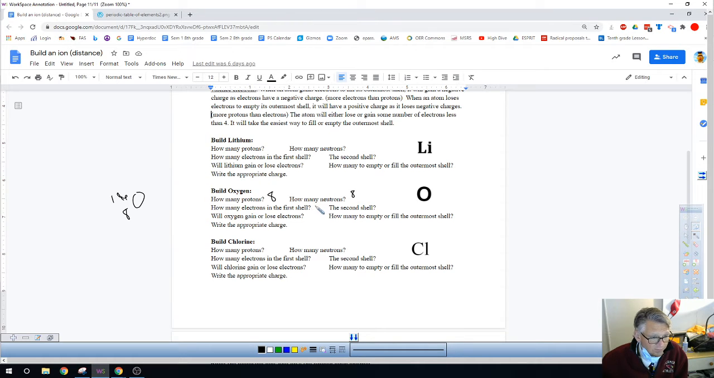How many electrons in the first shell? That'll be 2 because that's all it can hold. And of that 8, if we have 2 out, that means we have 6 in the second shell. And we need to get to 8 because once again it's 2, 8, 8. So we need to get to 8. So it is going to gain, and how many? It's going to gain 2. It's going to gain 2 negative charges. So oxygen gained 2 negative charges, so it will be oxygen 2 negative.